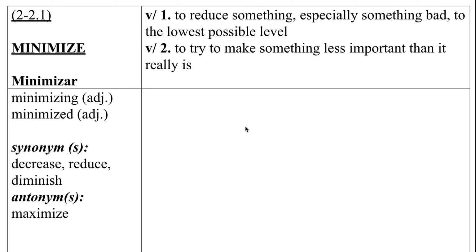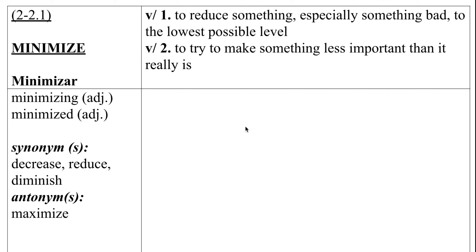One is to reduce something, especially something bad, to the lowest possible level. And then the second definition is to try to make something less important than it really is. And I'll explain each of those in a minute. Word families, minimizing or minimized, are adjective forms. Synonyms for minimize are decrease, reduce, or diminish. And antonyms, the opposite of minimize is maximize. So that would be like to make something as high as possible. Minimize, to make it as low as possible.